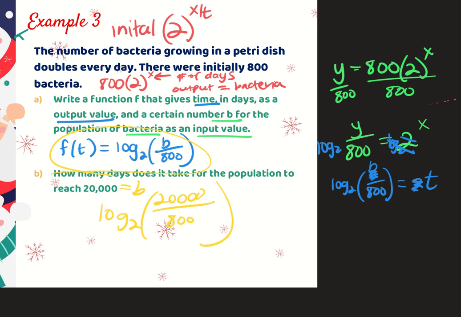So log base is in your math menu. Log base 2 of 20,000 divided by 800. And I get 4.644.